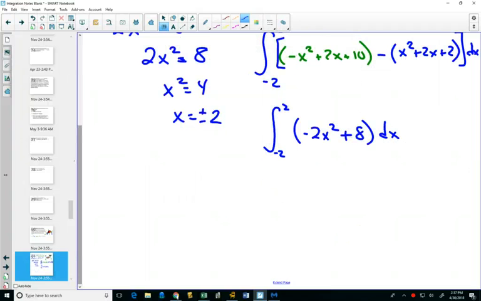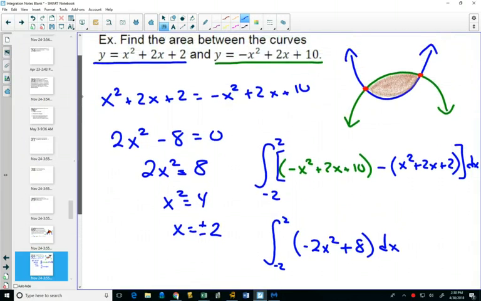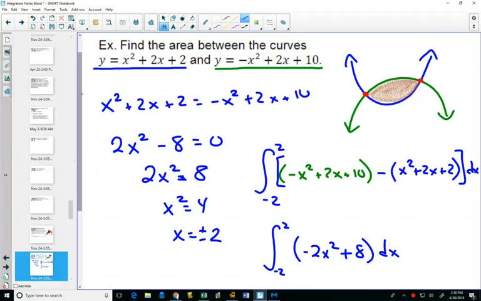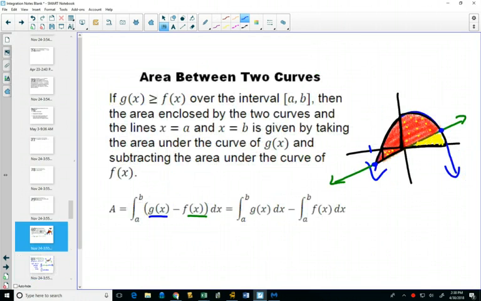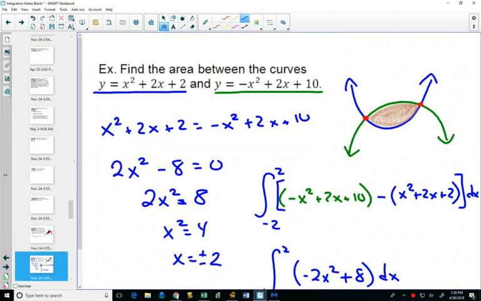Could you explain why the green area from -2 to 2 subtract the blue area from -2 to 2 is the area in between? If you draw a graph, like what I was doing at the beginning of class, an x and y axis.